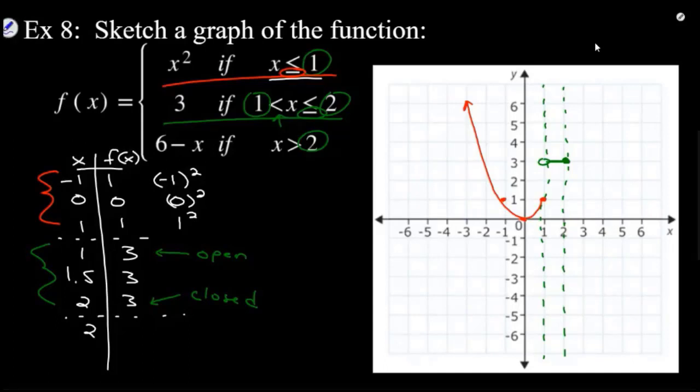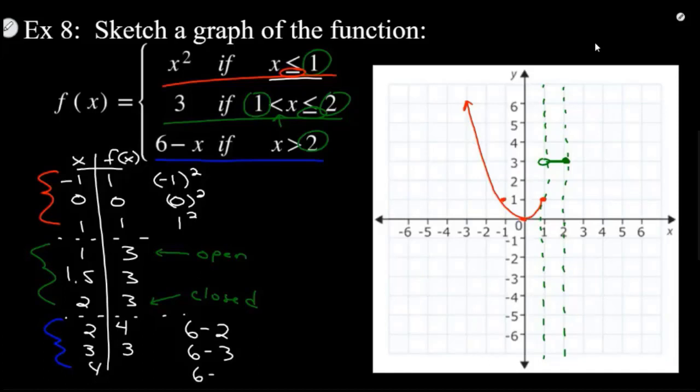All right, this last one, we're going to use blue. And for this one, we need numbers that are greater than 2. So like 2, 3, and 4. What happens, again, if we put the 2 into that bottom function? So this function says 6 minus 2. So what will that give us? 4. And then what happens when we put in a 3? We get 3. And what happens when we put in a 4?